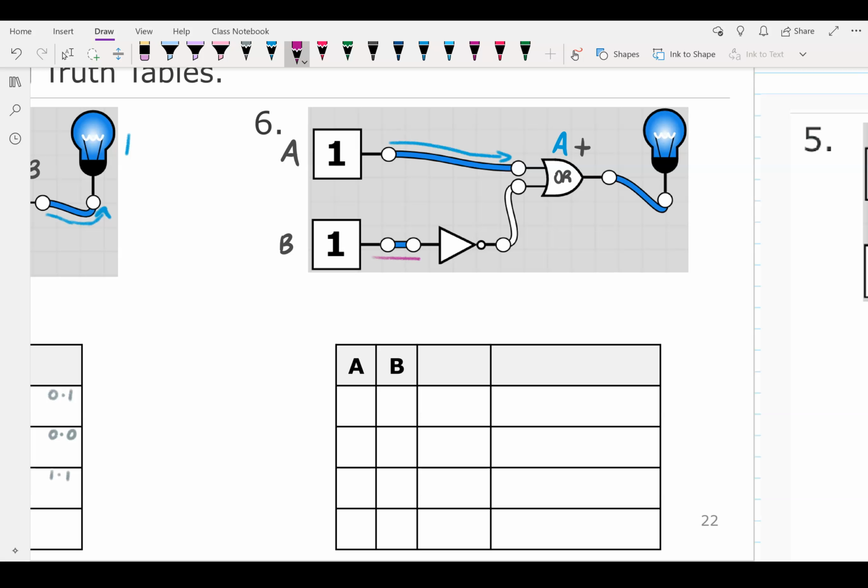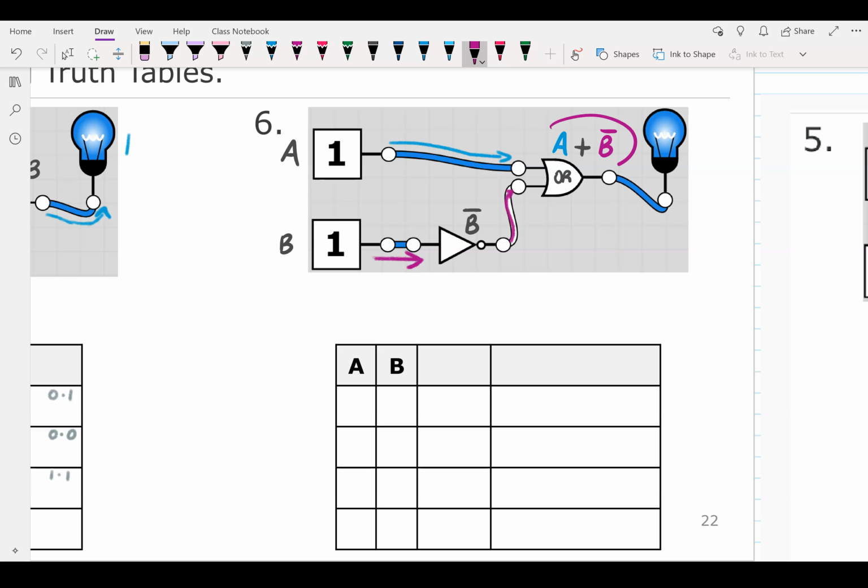Well, it starts off as B, but it goes through a NOT gate. So if B goes in and it turns into a NOT B, then we must call it NOT B. So that will then carry through on this wire. I guess I could draw over it. This comes through. NOT B goes into the OR gate. So at the end of the day here we have A or NOT B.